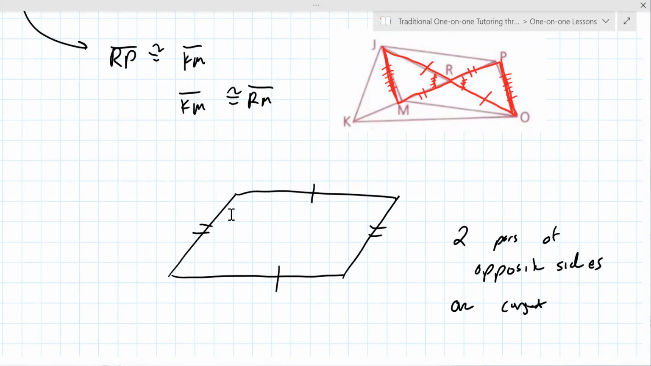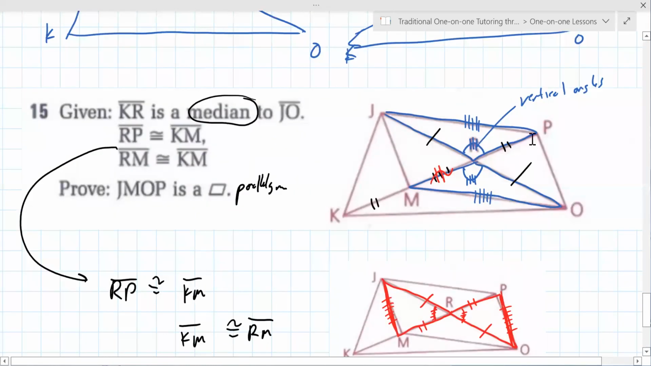And that's how I see this problem playing out here. It's probably a 10-step proof. I mean, both triangles get congruent, got that, then CPCTC to get the sides that you want. There's a little bit in the beginning to actually prove that RP equals MR, but you get that from RP equals KM and KM equals RM, therefore RP equals RM. There's a transitive property in there. If A equals B and B equals C, then A equals C. That's how you get this piece for that.